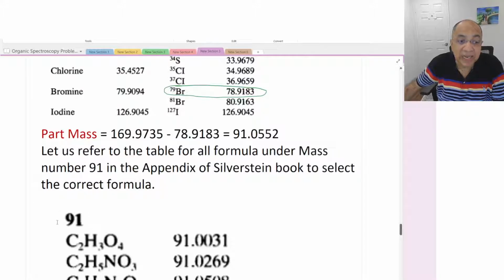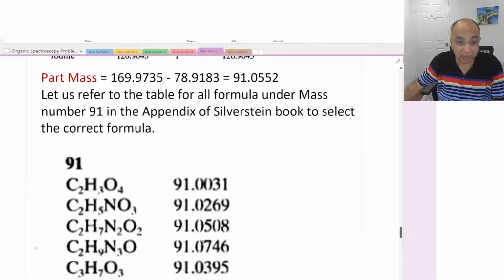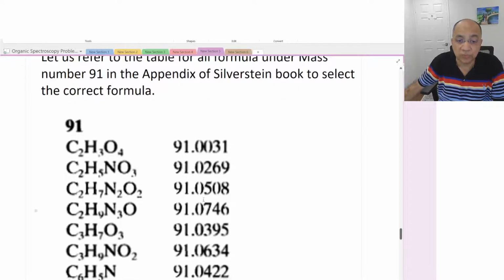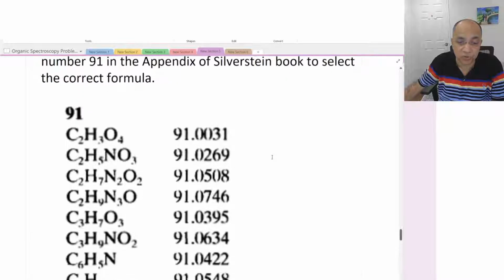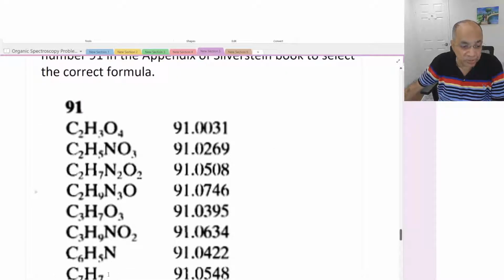It is a part of the molecule and a radical. Therefore, it can be odd but carry no nitrogen. But the best match has to be found out. 0552, this is 0508. So this is 0548, which is very close to 0.0552. So the best match comes from here.